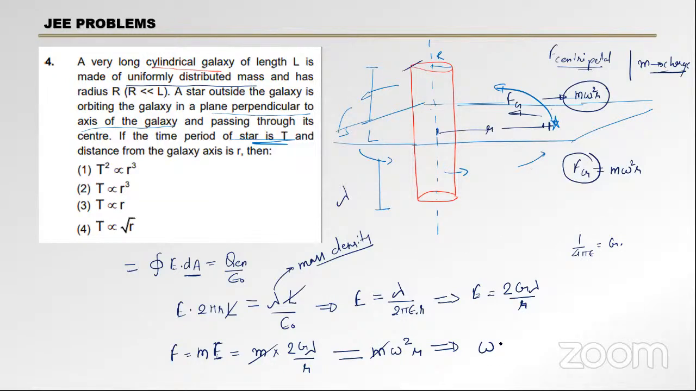So from here what relation we will get is, omega we will find, na. Omega is equal to, r नीचे आएगा, under root of 2G lambda by r square. So it will be under root of 2G lambda by r square.